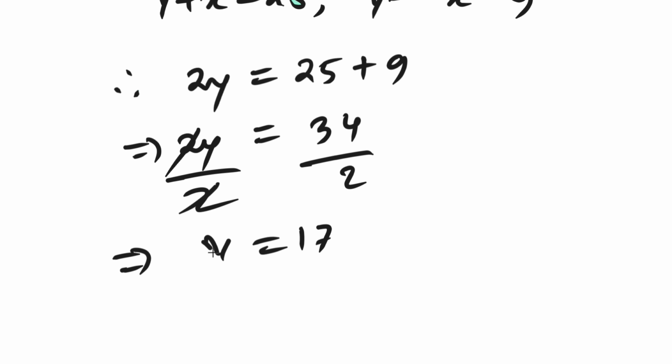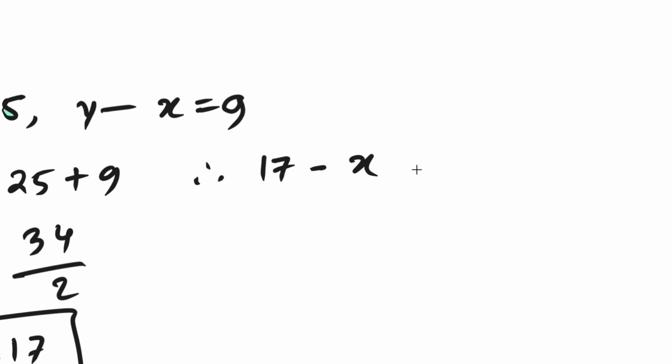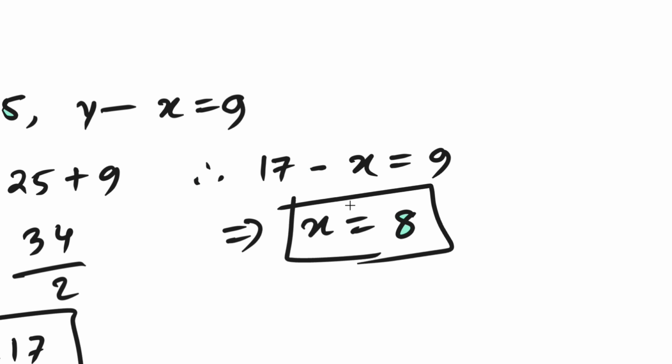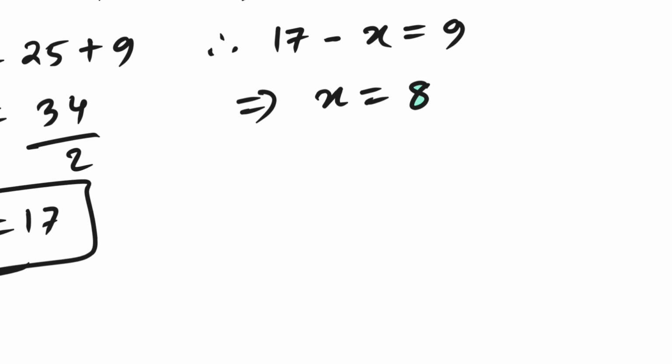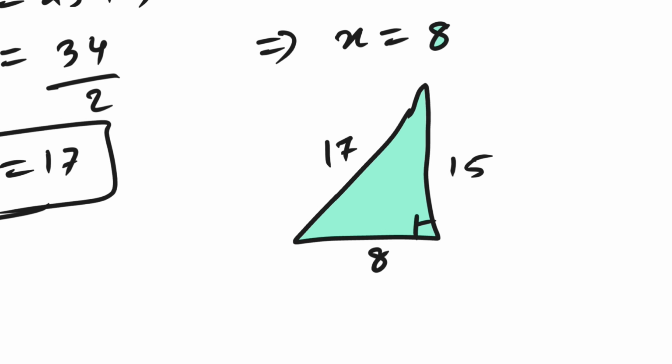Now substitute 17 into y minus x equals 9. We get 17 minus x equals 9. Therefore, x equals 8, because 17 minus 8 equals 9. So this gives us another valid triangle with side lengths 8, 15, and 17.